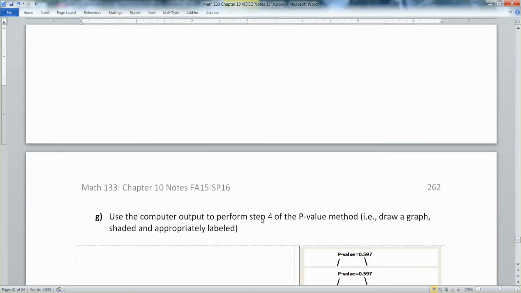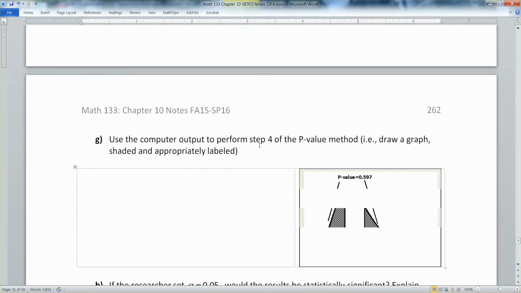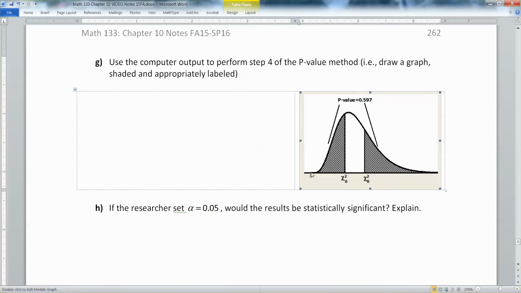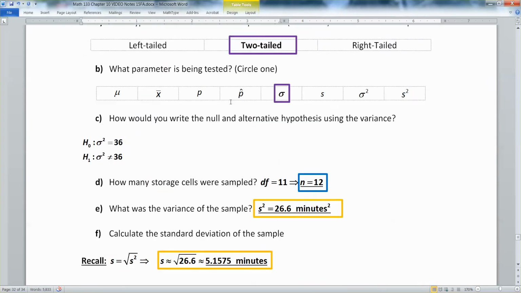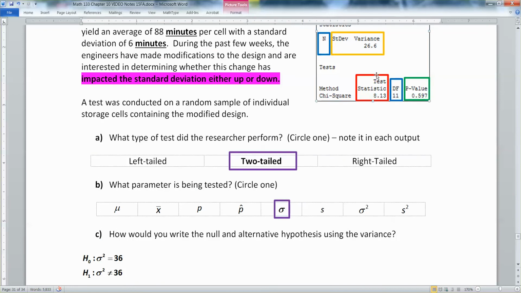All right, so now we're going to go to the infamous step 4. This is the part that's a little bit harder for us in a p-value method than it is in a classical method. Not normally, but for chi-square ones it is. Now here's the trick. We need to figure out where our test statistic is. Our test statistic was given to us, I gotta go back up here. It's right there in the little red box. It's 8.13, right there.